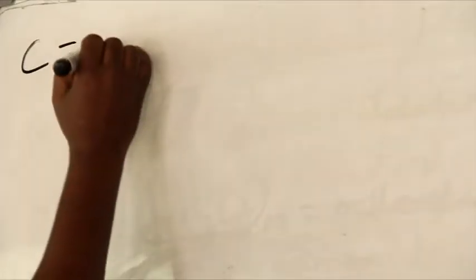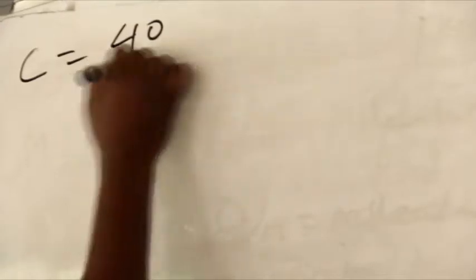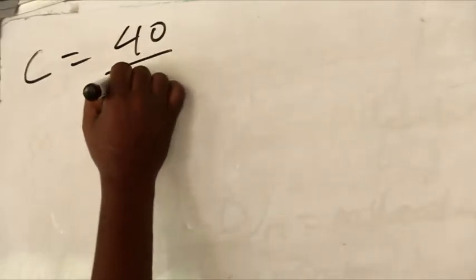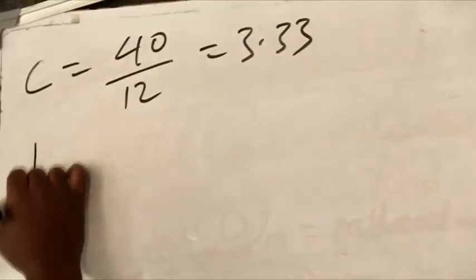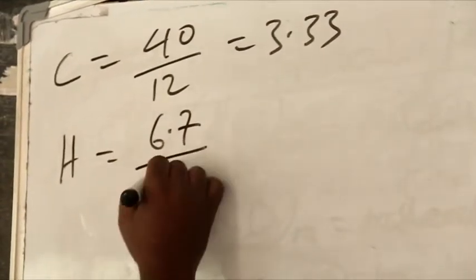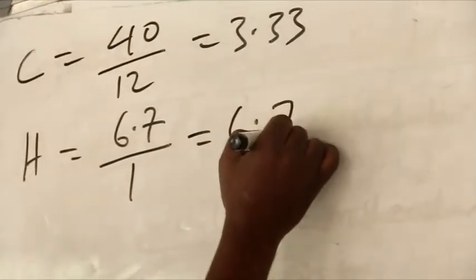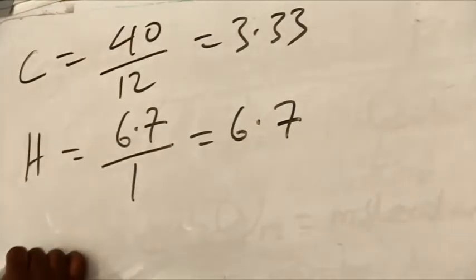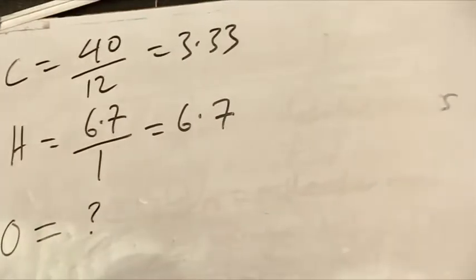Alright, here 3 elements are given to us. Carbon is 40% divided by the relative atomic mass, which is 12. That will give us 3.33. And hydrogen, the percentage was 6.7 divided by the relative atomic mass, which is 1. That gives us 6.7. Oxygen, the percentage was not given.